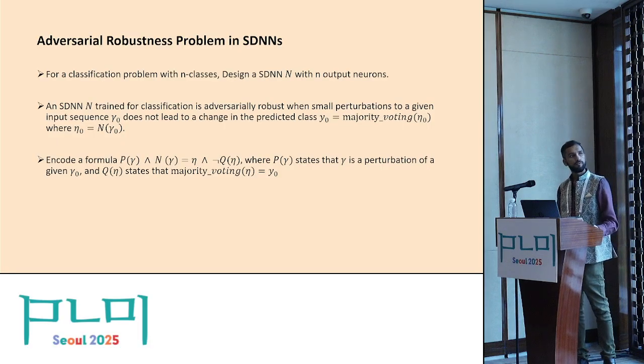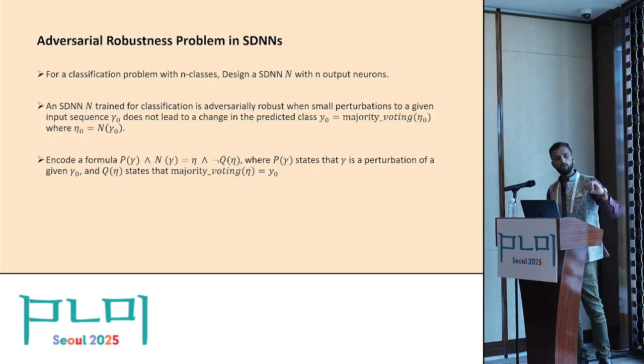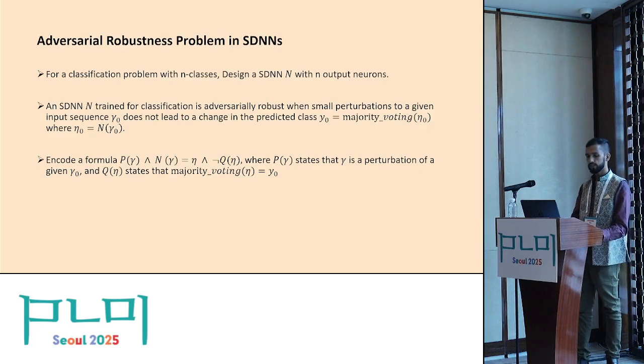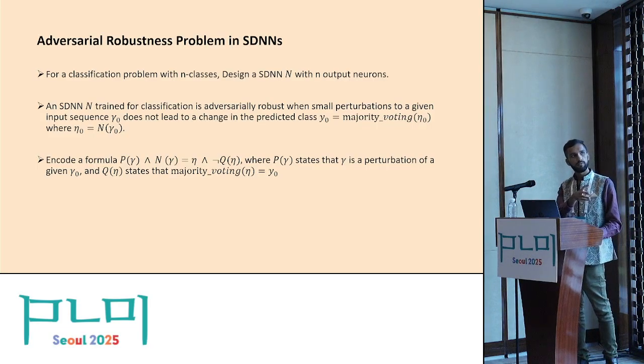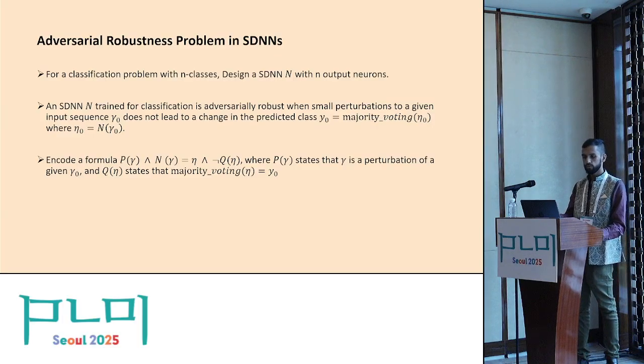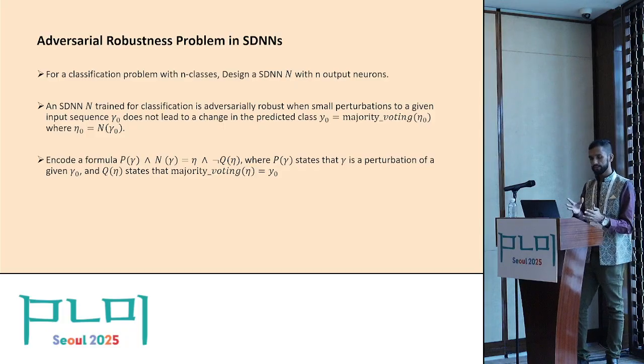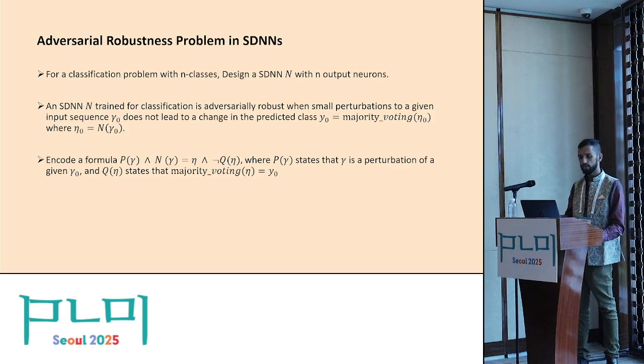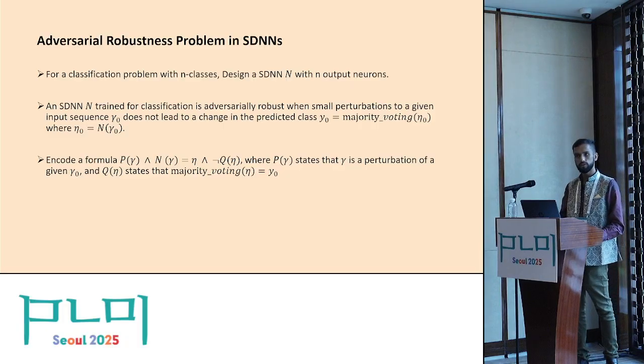Depending on this, we encode a formula: P of gamma and N of gamma is equal to eta implies Q of eta. P gamma states that gamma is a perturbation of the given input sequence gamma naught, and Q eta states that the majority voting of the output eta should be equal to y naught.